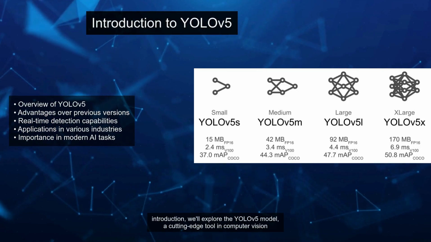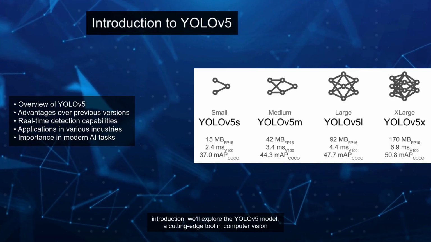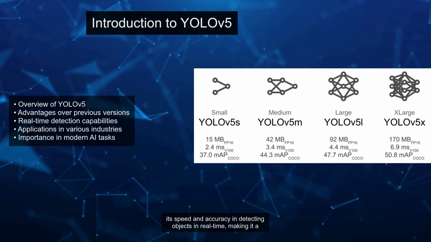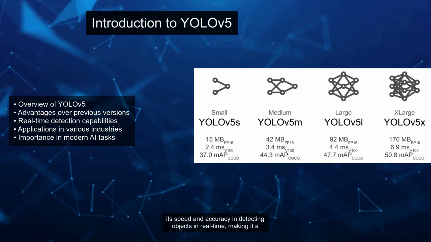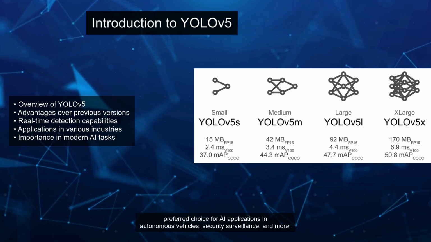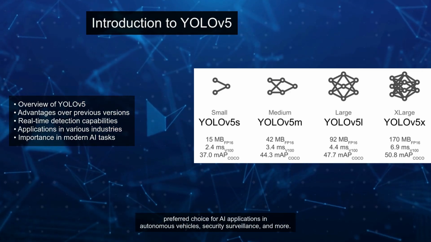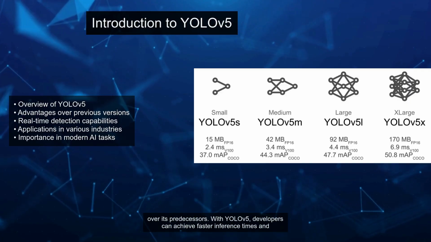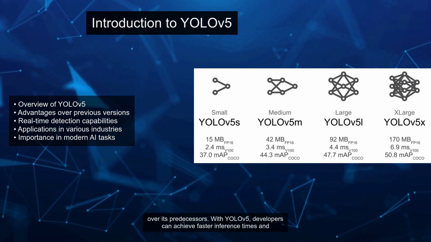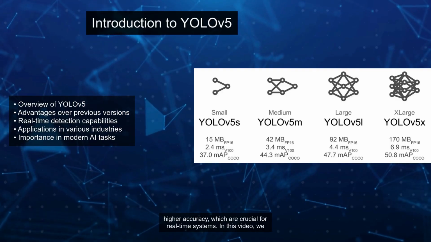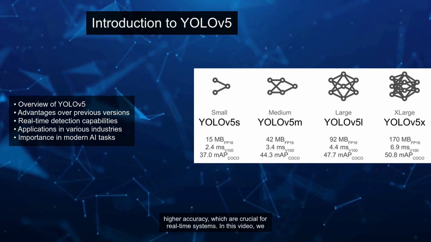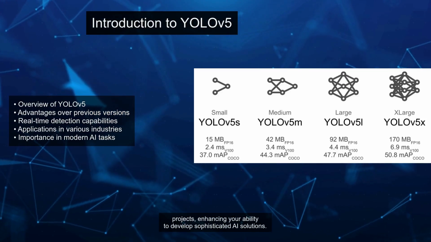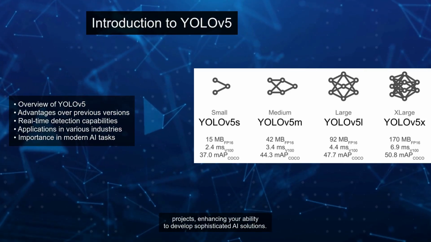In this introduction, we'll explore the YOLOv5 model, a cutting-edge tool in computer vision that stands for You Only Look Once. This model is renowned for its speed and accuracy in detecting objects in real time, making it a preferred choice for AI applications in autonomous vehicles, security surveillance, and more. YOLOv5 is the latest iteration, offering significant improvements in performance and usability over its predecessors. With YOLOv5, developers can achieve faster inference times and higher accuracy, which are crucial for real-time systems. In this video, we aim to equip you with the skills to implement YOLOv5 in your projects, enhancing your ability to develop sophisticated AI solutions.